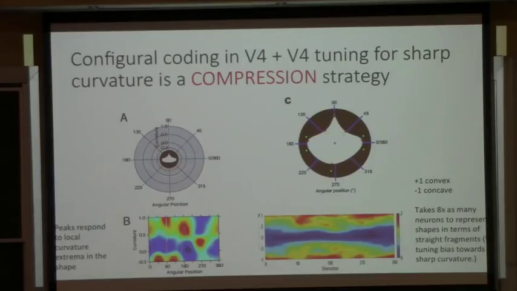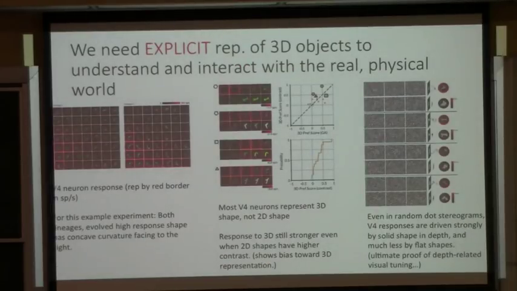Okay, so going back to V4, configural coding in V4, and going back to how V4 is a compression strategy, he talks about this specific example where you can see the response of the V4 neurons to curvature, and that's detailing again this aspect of them representing curvature in particular locations. Okay, so these are all the experiments that he showed for V4.